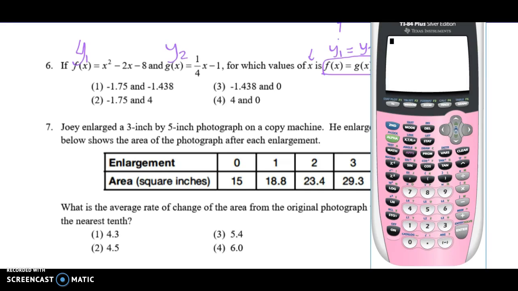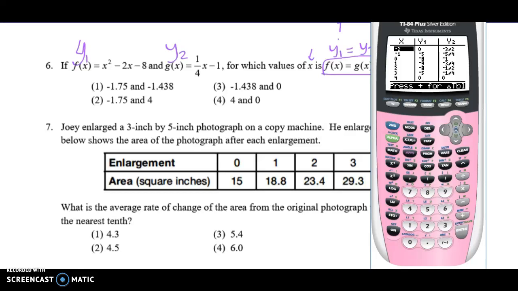So to begin, let's put them in. F of x is x squared minus 2x minus 8. G of x is 1/4 x minus 1. And I'm going to my table.